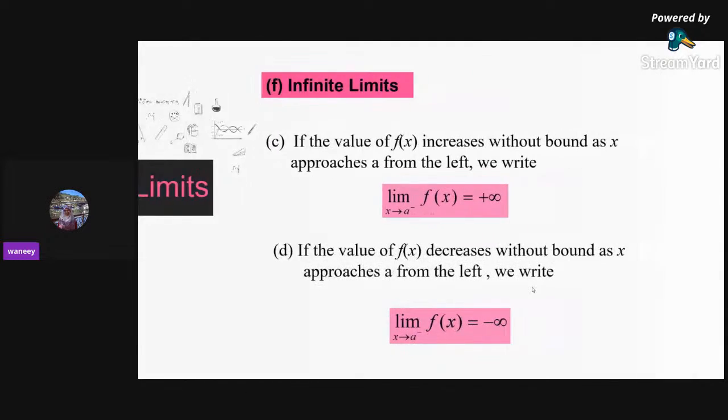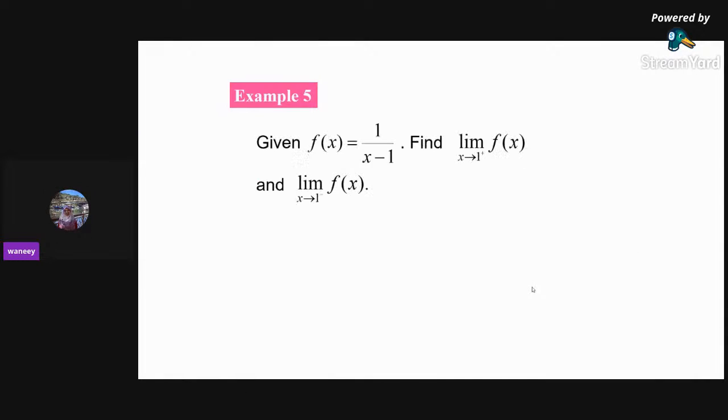Okay, never mind, next. Given that f(x) is equal to 1 over x minus 1, find the limit as x approaches 1 on the right hand side for f(x) and the limit as x approaches 1 on the left hand side for f(x). So we have a function, f(x) equals 1 over x minus 1. That means on the left hand side of 1, the function is 1 over x minus 1, and on the right hand side, it is also 1 over x minus 1. So we have a similar function on the left hand side and right hand side.